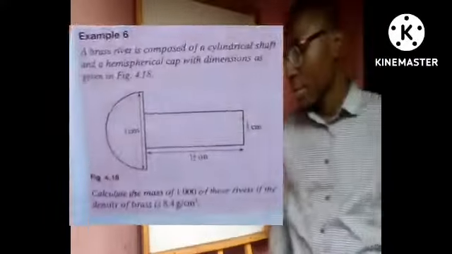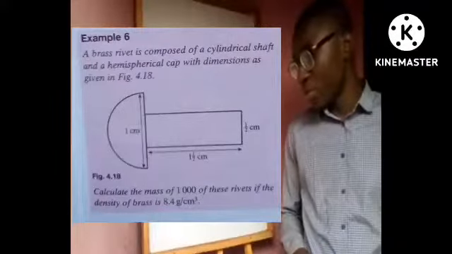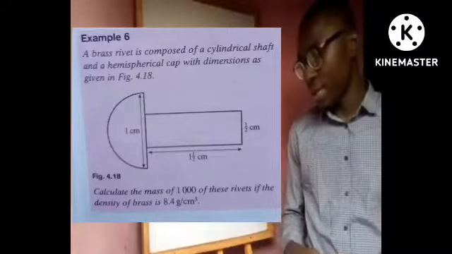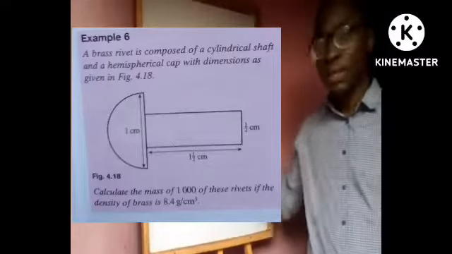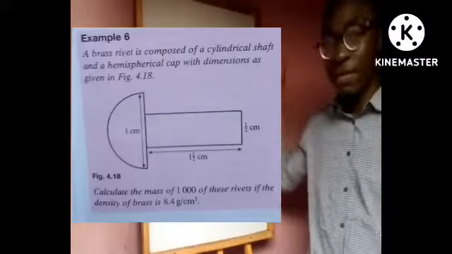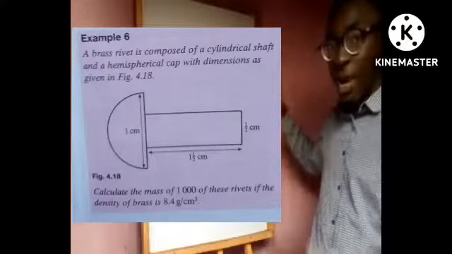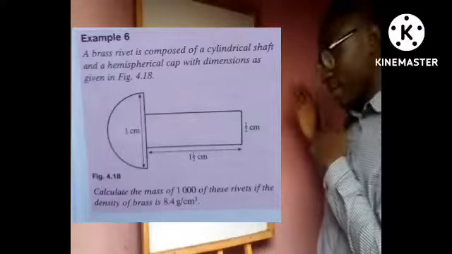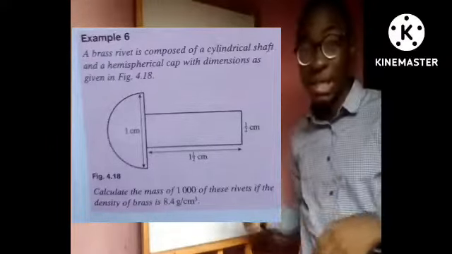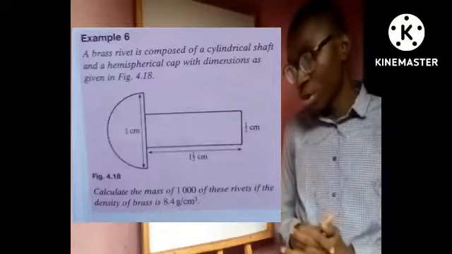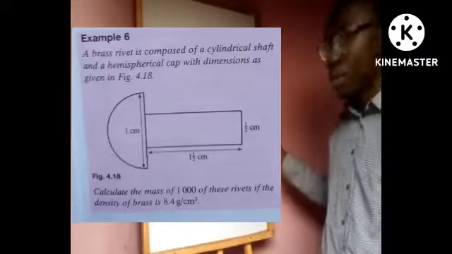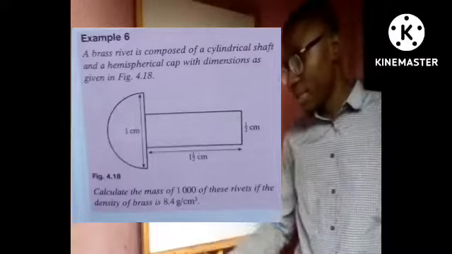Now the question goes thus: a brass rivet is composed of a cylindrical shaft and a hemispherical cap with the dimensions as given. So we have the rivet, and it's composed of a cylindrical shaft. So this is the shaft of the rivet. The shaft is different from the head. Now the shaft is cylindrical and the head is hemispherical. So what you need to do is add the volume of each of these, and then when you get the volume, you multiply by the density to get the mass. So let's solve the question.